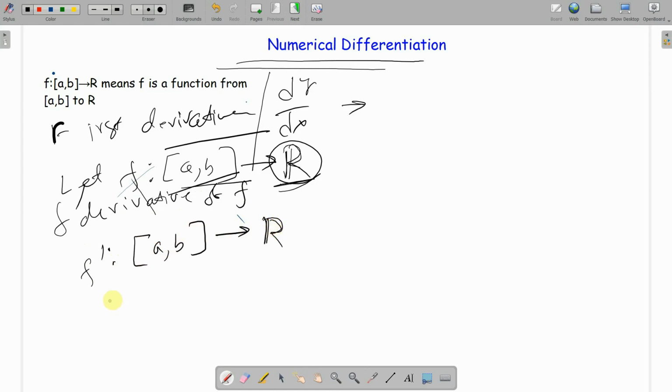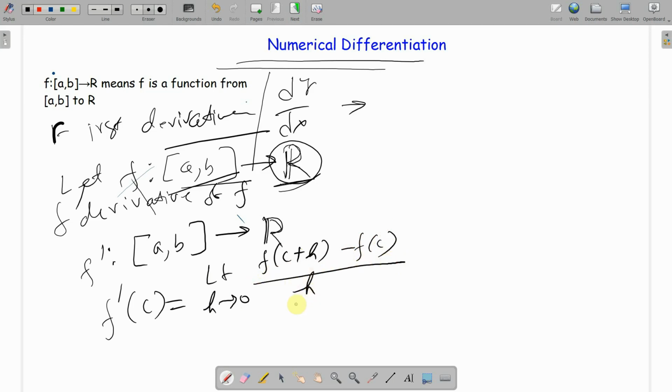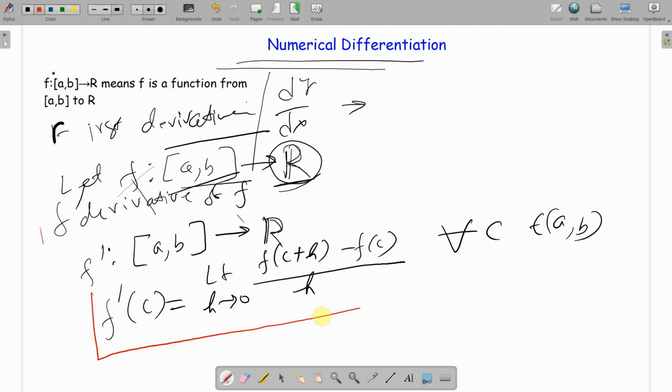Okay, so you can write f dash c equals limit h tends to 0 of f(c plus h) minus f(c) divided by h. So for all c belongs to a comma b. You remember those, right? This formula you remember from your class 12 or from your higher secondary calculus.